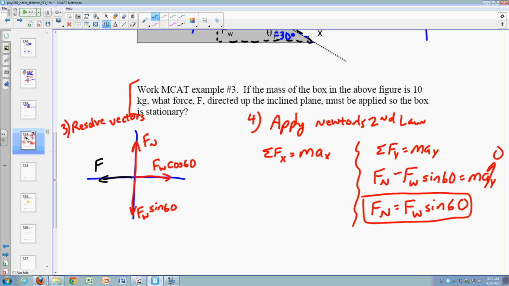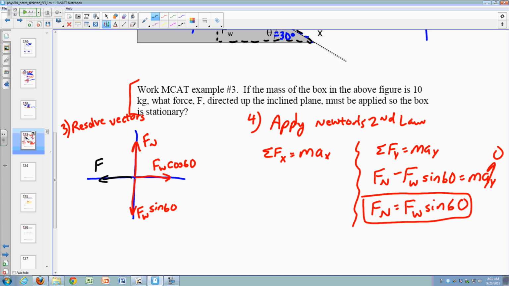Somebody have it? What is it? 5? No, you're just off by 1 place. Somebody else have it? What's the weight of the block? That's the mass, right? What's the weight?